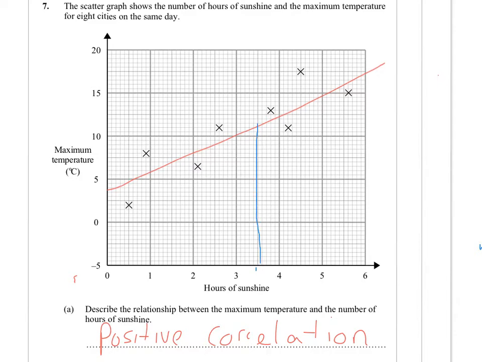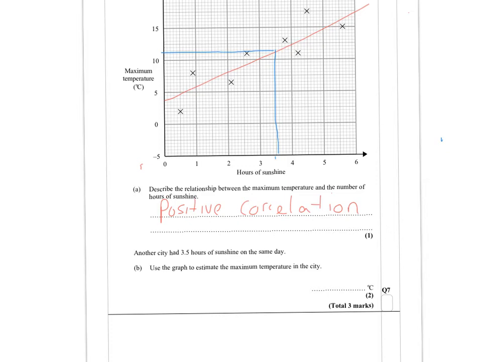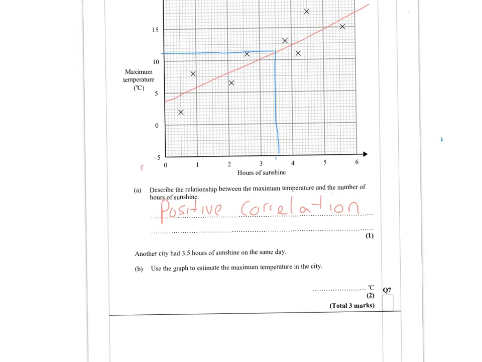and then you come across here. Mine's a bit messy because I've not used a ruler. You guys will use a ruler. But you can see that you can do an estimate of, what is it? It's about 11.5 degrees on that one there. So that's pretty good. So 2 marks for that, guys. 1 mark is for a line of best fit and that vertical line using a ruler and that horizontal line to show where you're reading off. If you don't have that, you're basically throwing away a mark in your GCSE.